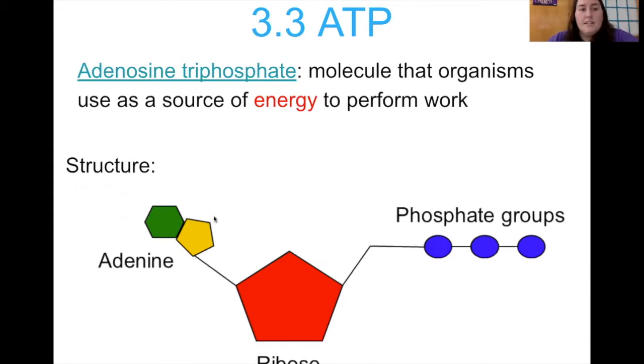So we have adenine, which is a nucleic acid. And then we have a 5-carbon sugar called ribose. And then we have 3 phosphate groups. These phosphate groups on this one side are extremely important in the source of energy that it creates. ATP is actually recycled within a cell and can be reused, which we'll talk about in a little bit. And the bonds between the second and the third phosphate group are really important.